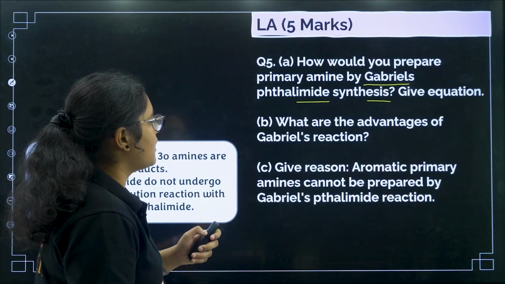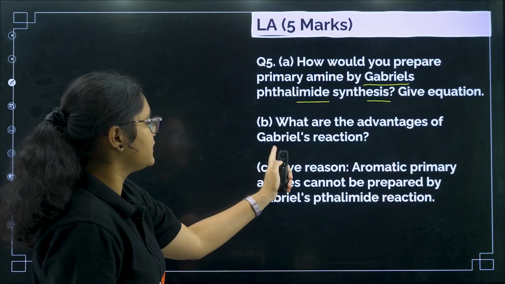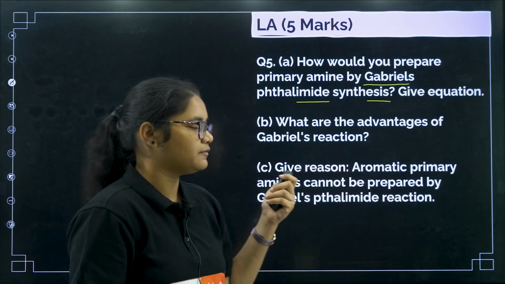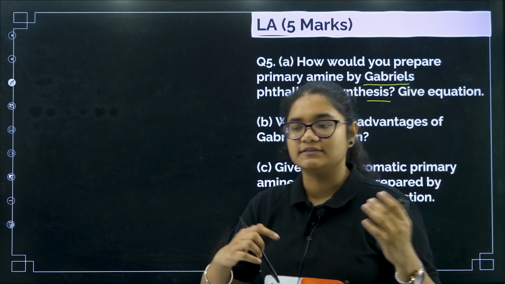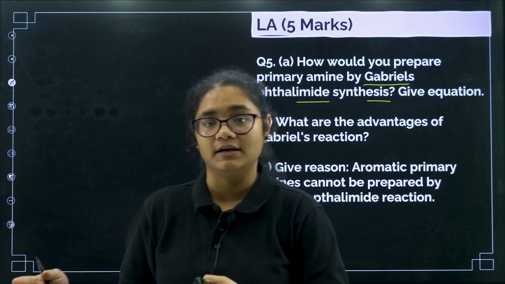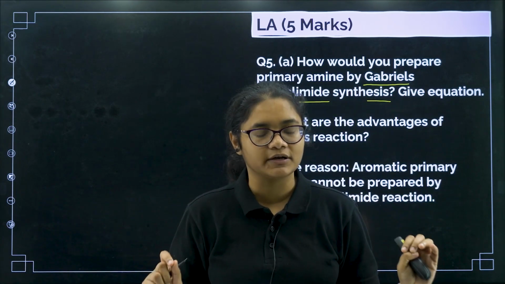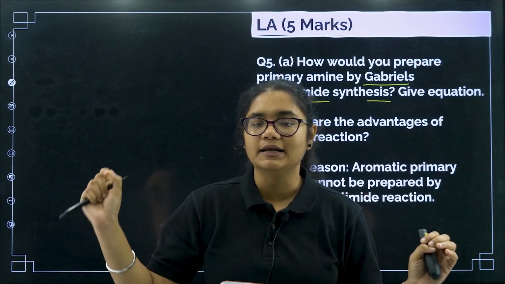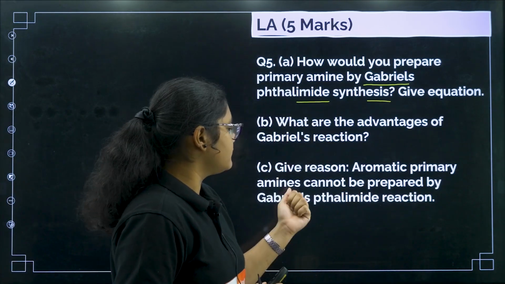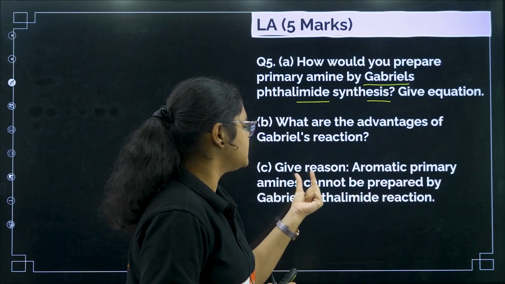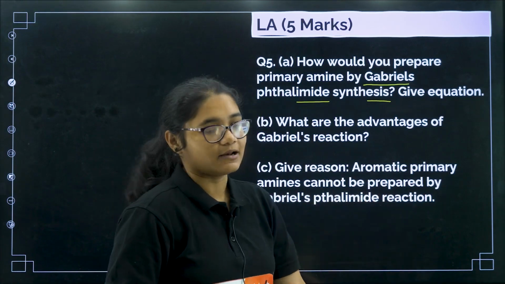Next question is what are the advantages of Gabriel phthalimide reaction? So advantage here is you can directly get primary amines. Like in ammonolysis you are getting a mixture of primary, secondary and tertiary. This problem is not in Gabriel phthalimide. You can directly get pure primary amines. Okay. Next, give reason aromatic primary amines cannot be prepared by Gabriel phthalimide synthesis.